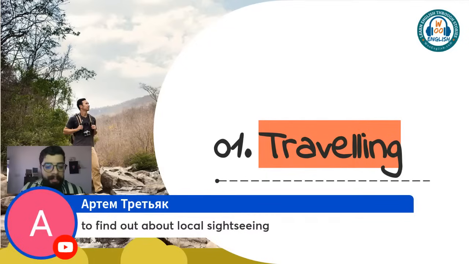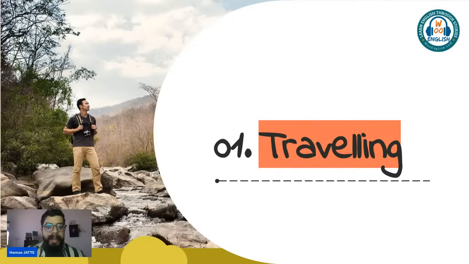Okay, let's see. To find out about local sightseeing. That's quite advanced vocabulary you are using there, Artsy. Sightseeing, I really love this. Sightseeing is when you go and see different monuments. For example, in Russia, I think one very famous place where people go to sightsee is what you guys call the Red Square. I've never been to Russia, I'm hoping I will one day. So the Red Square, it's a wonderful place to go sightseeing.